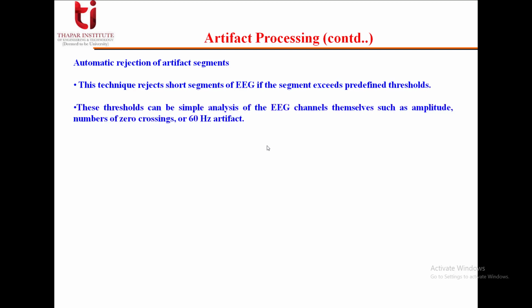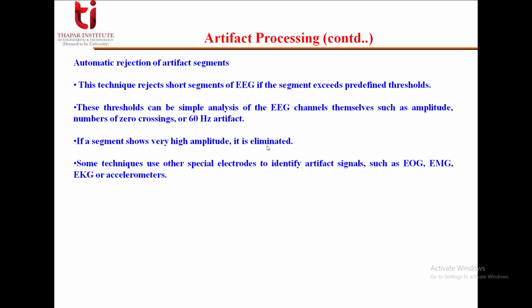Then we have another, which is automatic rejection of artifact segments. This technique rejects short segments of EEG if the segment exceeds a predefined threshold. These thresholds can be simple analysis of the EEG channel themselves, such as amplitude, number of zero crossings, or 60 Hz artifact. So we can keep some parameters to check whether a segment has artifact or not. If a segment shows very high amplitude against these parameters, it is eliminated, and if it is not showing very high, then we can keep that one.